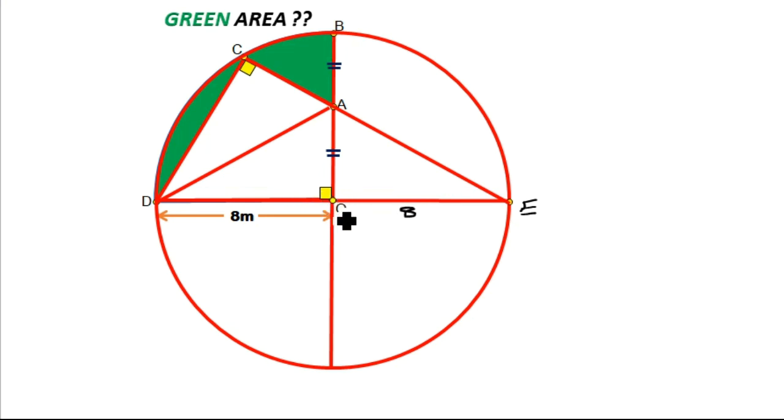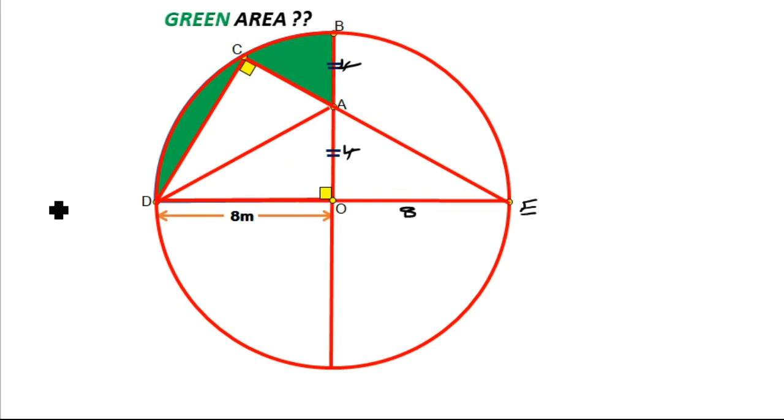Now you can see from O to B is also the radius, which is 8 meters, but it is divided into two equal parts at point A. So when 8 meters is divided into two equal parts, it is going to be 4 meters by 4 meters.